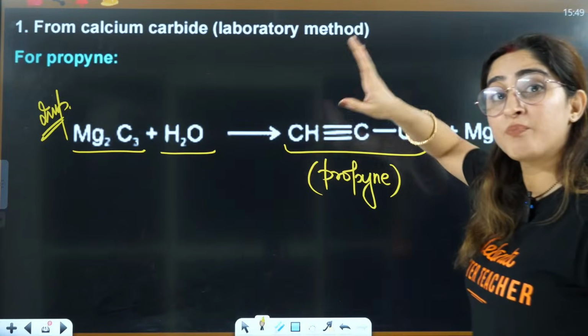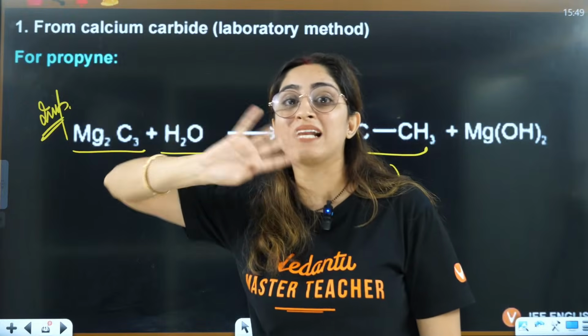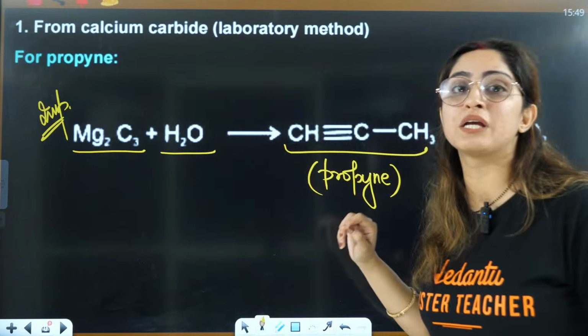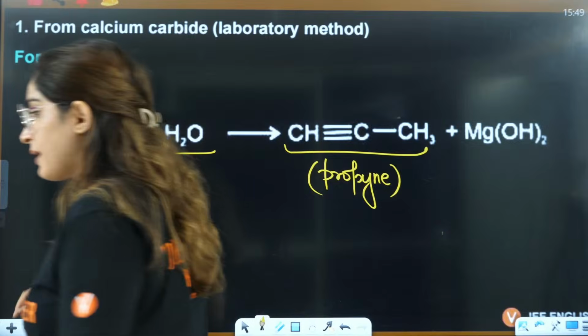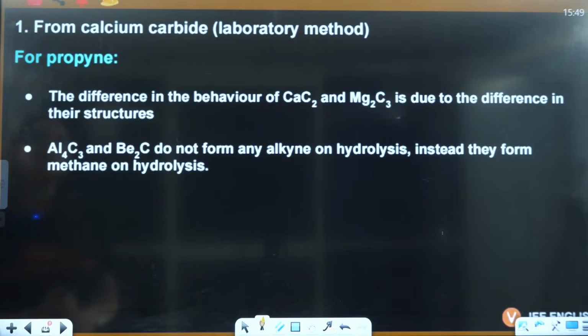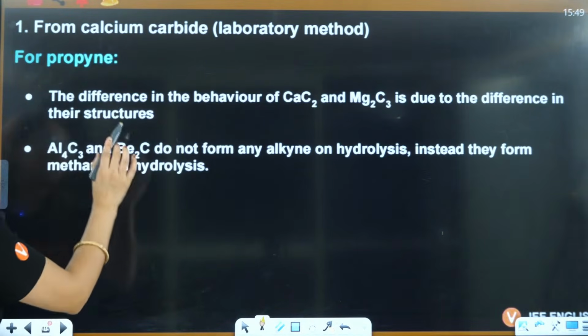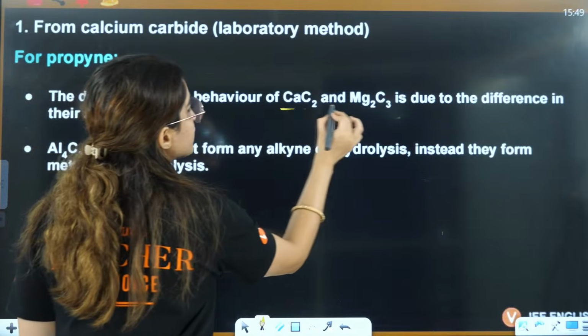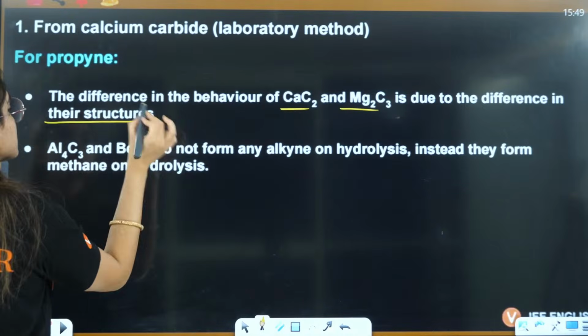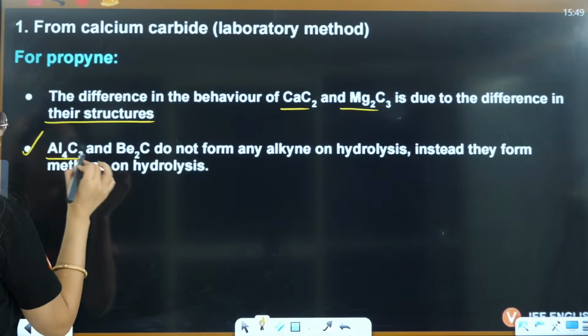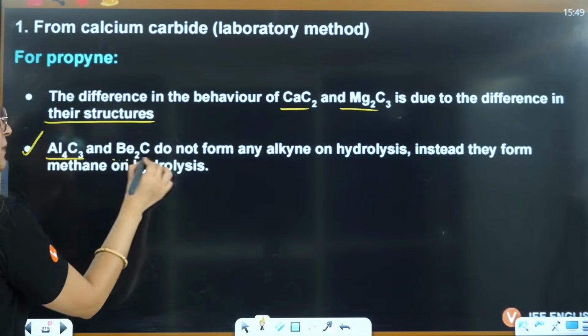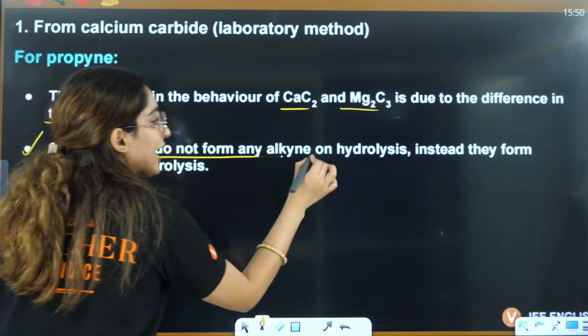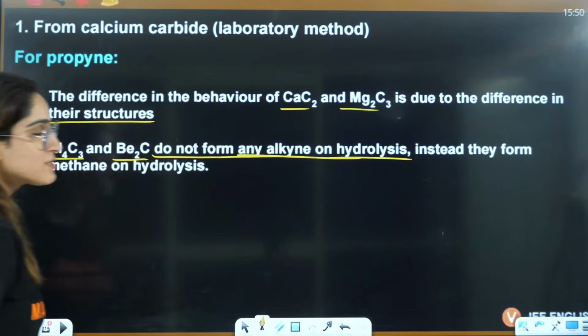After this, the chemical properties of alkyne that we'll study will proceed from here. Next is the difference in the behavior of this and this, which is due to the difference in their structures. Al4C3, aluminium carbide, and beryllium carbide do not form any alkyne on hydrolysis.